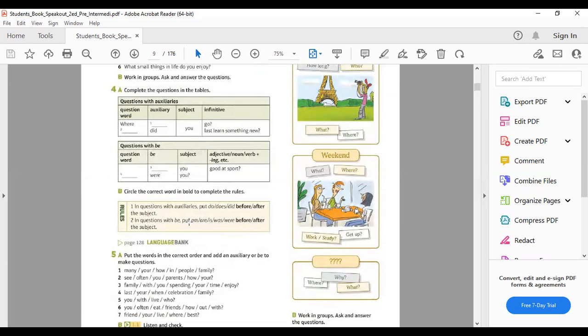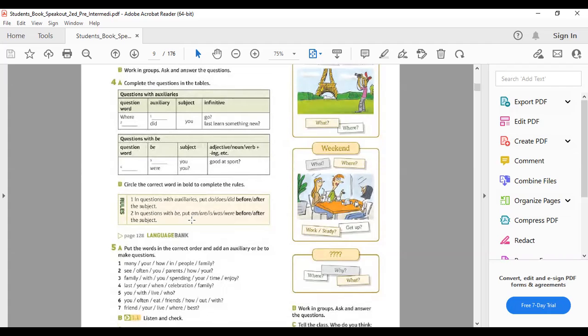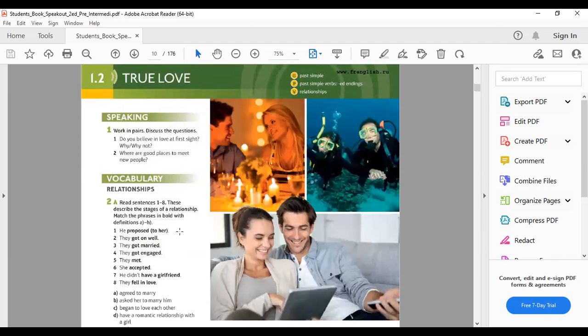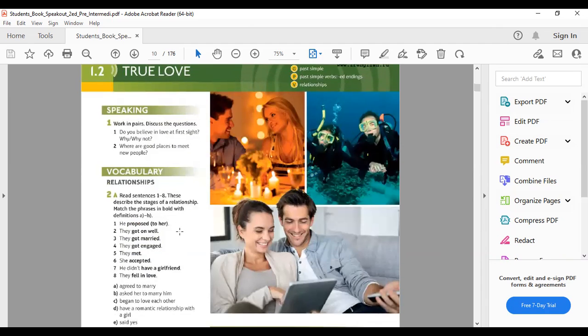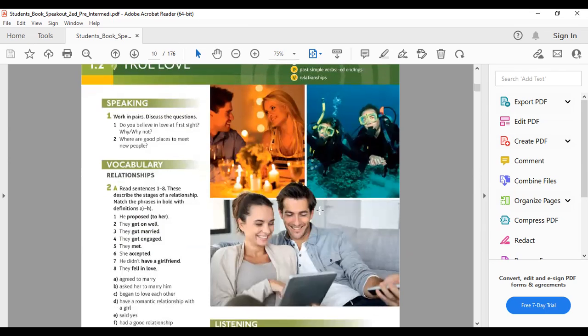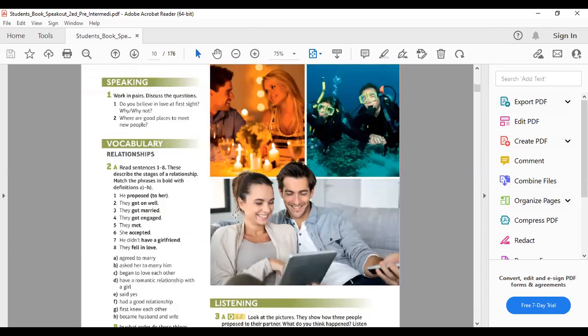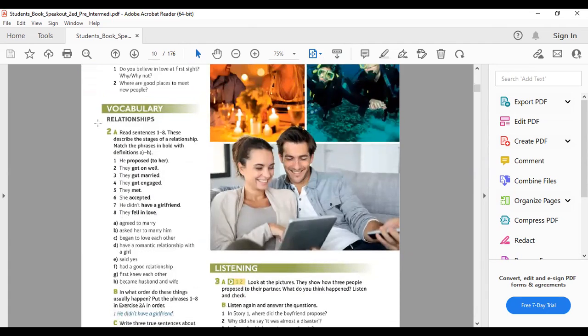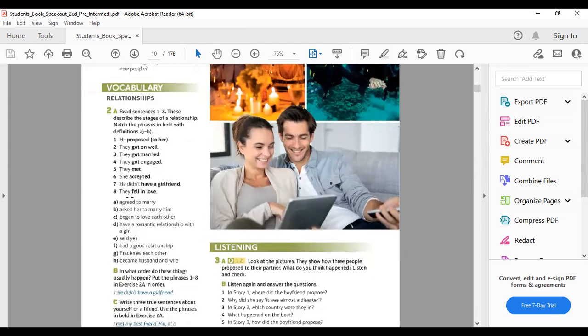Now let's move on to unit 1.2. Are you ready? Yes. Good, good. So our next unit is about love. Of course, not just love between two people, love between things in general. Okay, so let's move on to vocabulary.